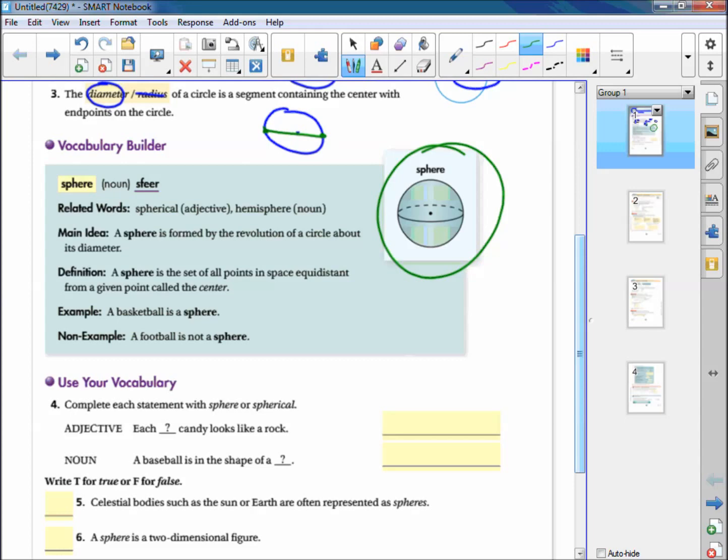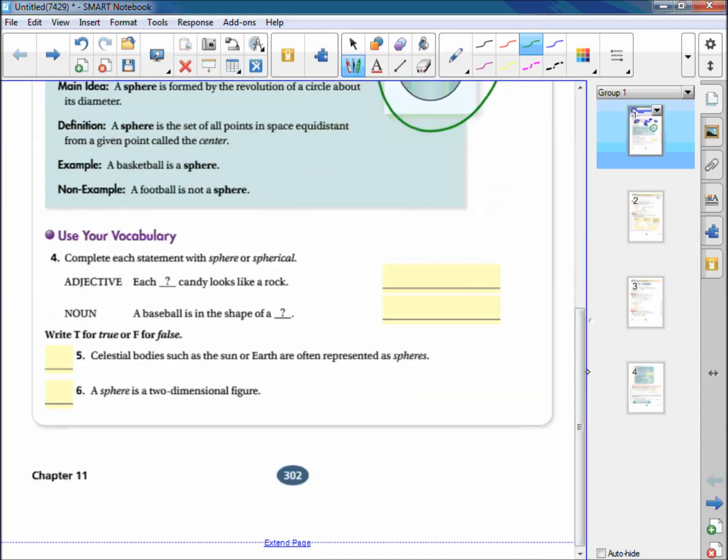Okay. A sphere is a set of all points in the space that are equidistant from a given point called the center. So an example would be a basketball is a sphere, and a non-example would be a football, because that is not spherical. Okay, it's pointy on the ends. All right, complete each statement with sphere or spherical. So each blank candy looks like a rock. So this would be spherical. So each spherical candy looks like a rock.